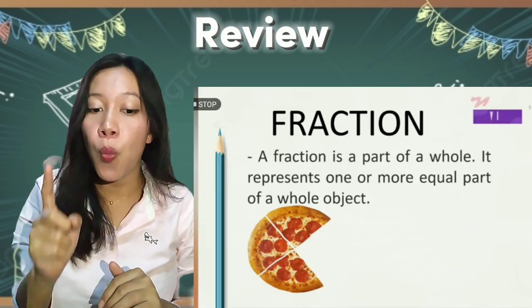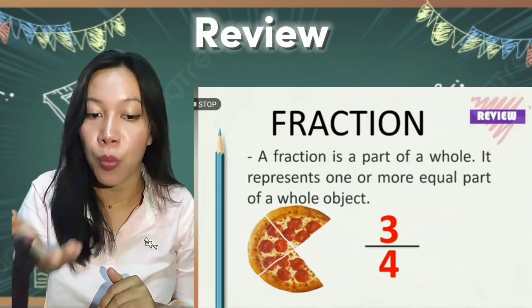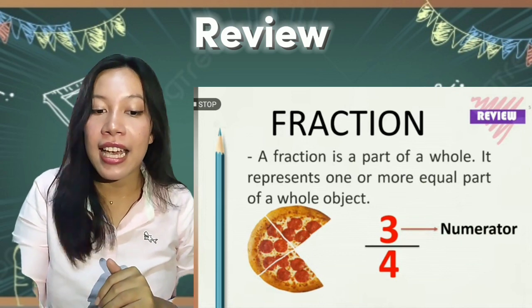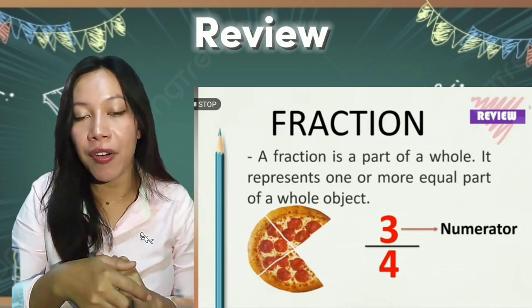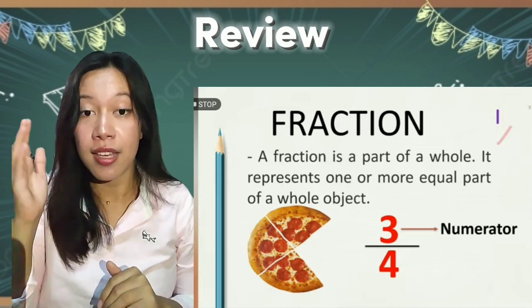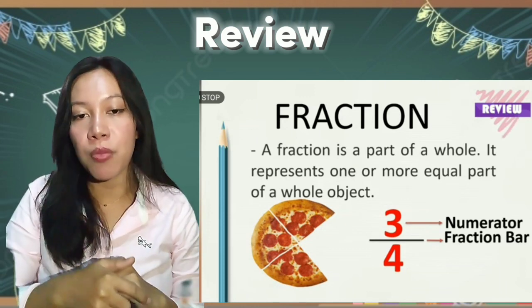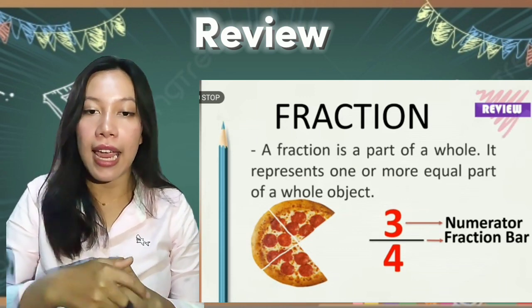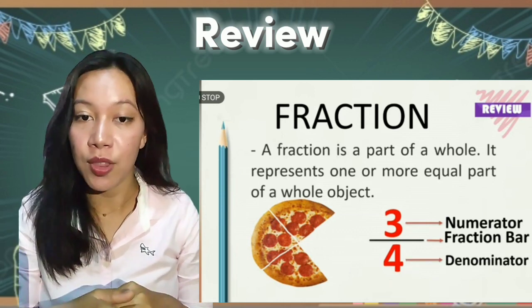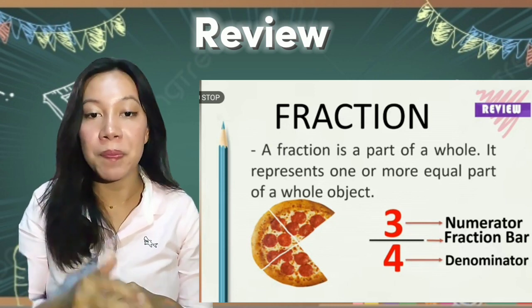If we ate 1 part of the pizza, we can express the remaining pizza as 3/4, where the number above the line, which is 3, serves as our numerator, and it indicates the number of equal parts to be considered. The line is called the fraction bar or the division bar. And the number below the fraction bar represents the denominator. It indicates the total number of equal parts of a whole being divided.